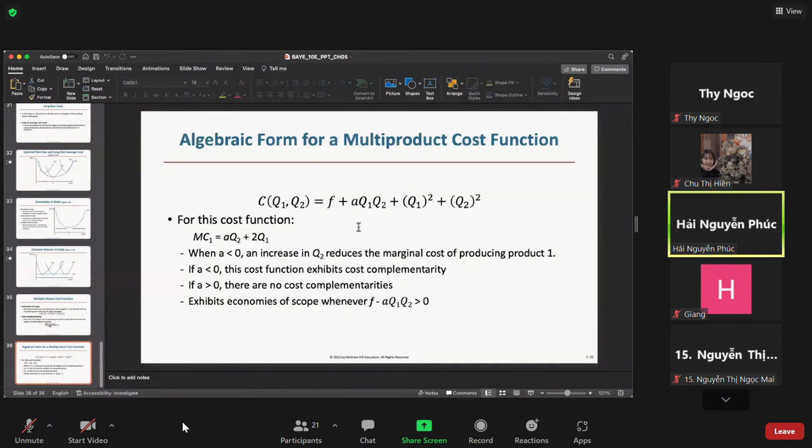So let's have a break. Let's go for a break for 10 minutes and we'll be back with problem set number 5. We're going to look at problem set number 5.